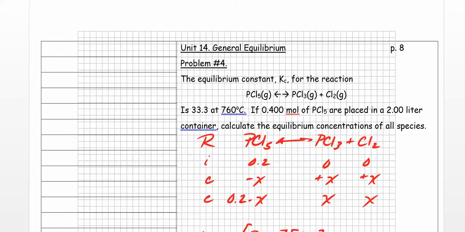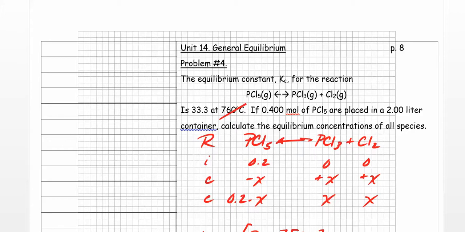It says the equilibrium constant Kc for the reaction is, this is the reaction, PCl5, a gas, in equilibrium with PCl3 and Cl2, all are gases. And they tell us that that equilibrium constant is 33.3 at 760 degrees. Folks, the 760 degrees really is not of concern to us, as long as we know that if we change that temperature, the equilibrium constant is going to change. But it really doesn't enter into anything as far as we're concerned.